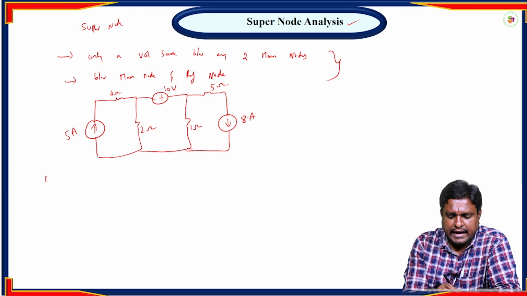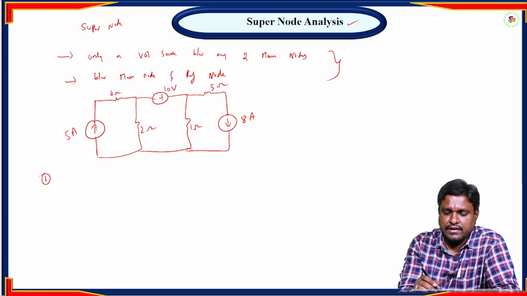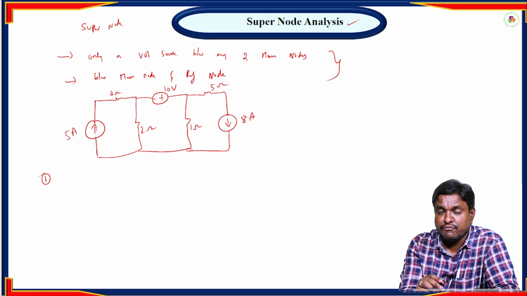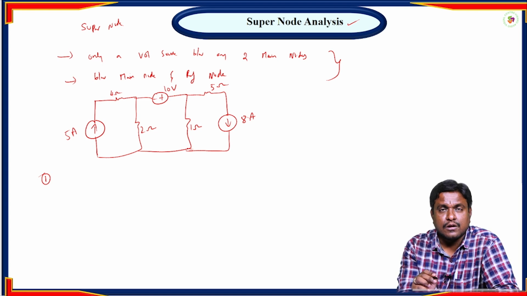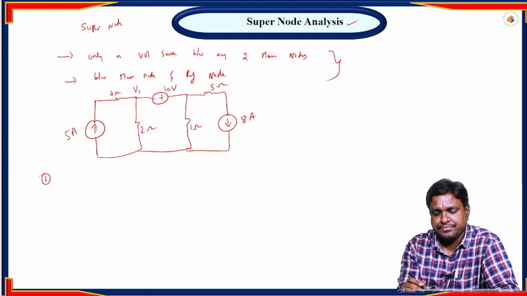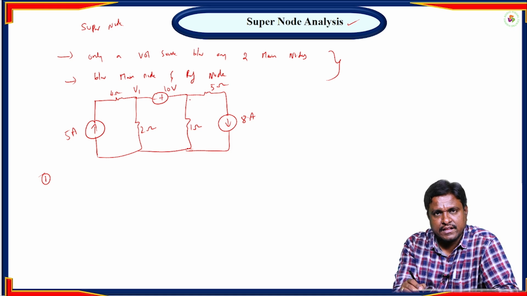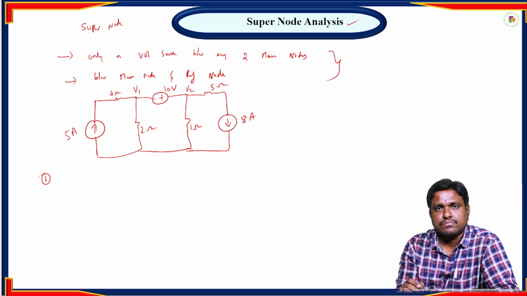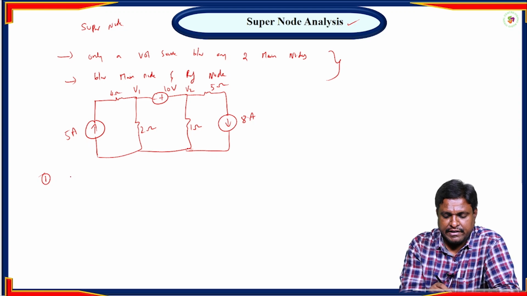So the first step is to identify the number of nodes. As we discussed in the earlier problem, I am not going to consider a junction of only two branches as a node. I am going to consider the joining of a minimum of 3 branches as a node, to reduce the complexity of the problem. So here 1, 2 and 3 branches are meeting at this particular node, so I will take it as a node. This is V1. Here also 1, 2 and 3 meet, so this is a node. So I have 2 nodes, let V1 and V2 be the node voltages.